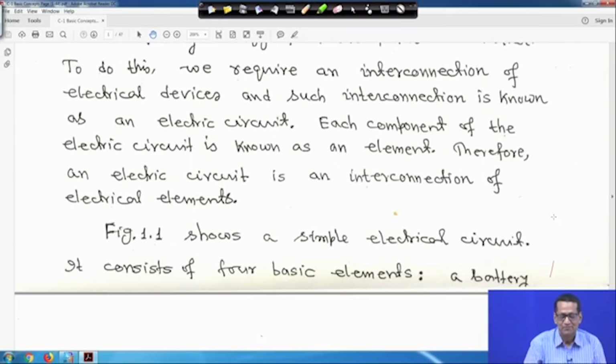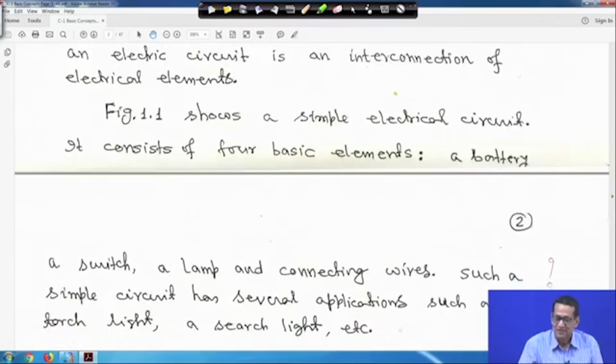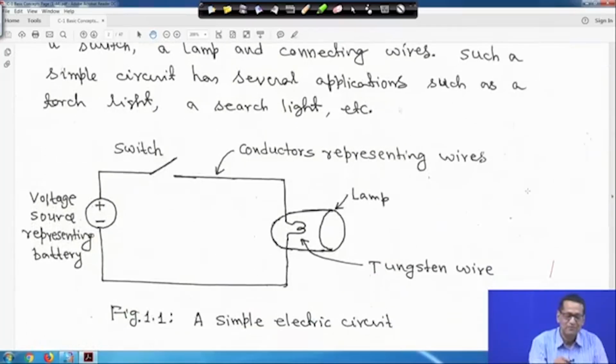Let us come to Figure 1. It shows a simple electric circuit. It consists of 4 basic elements. Just look at this circuit. One is the voltage source. These are very basic things we have started with. This is a voltage source representing, say, a battery. The battery symbol will come later.